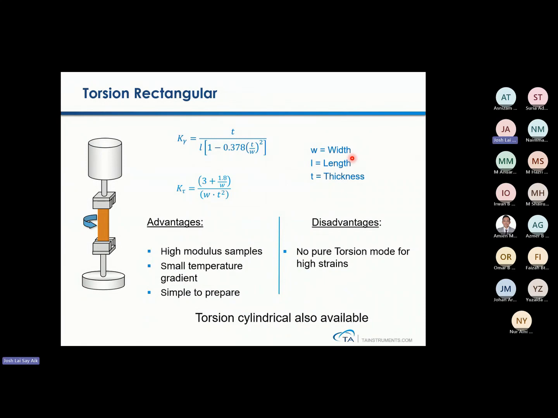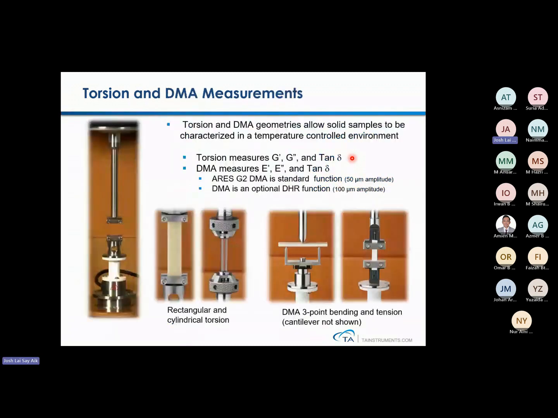If you have a solid sample, then you may go for torsion. This is typically for thermoplastic materials, for glass transition measurements and so forth. And we do have DMA measurement as well. Torsion means they are going to torque the sample in a rotational manner. But with DMA, you can do bending, which is linear displacement, tension, linear displacement, or compression.